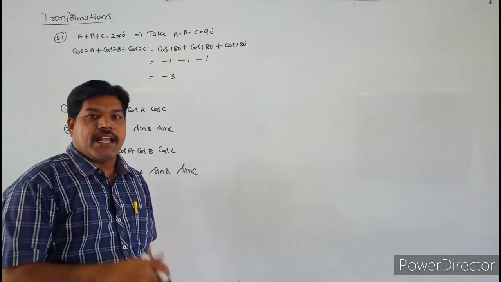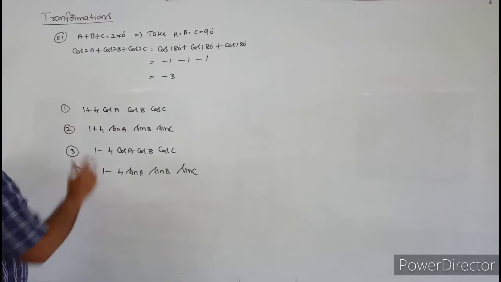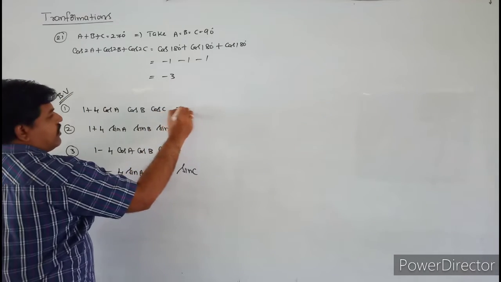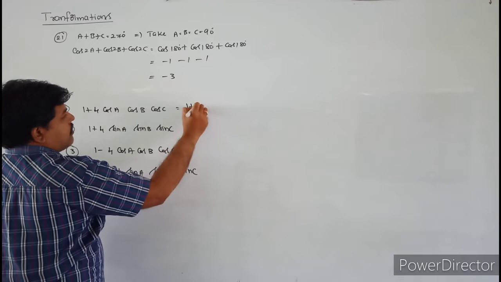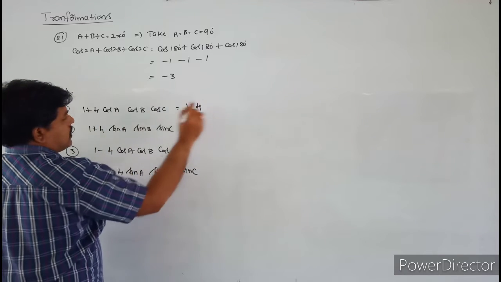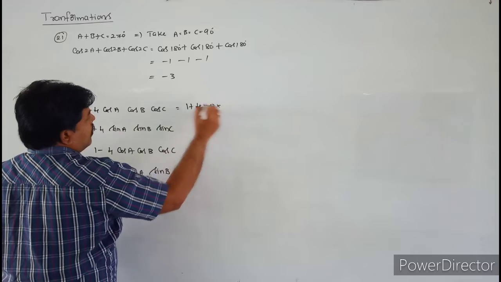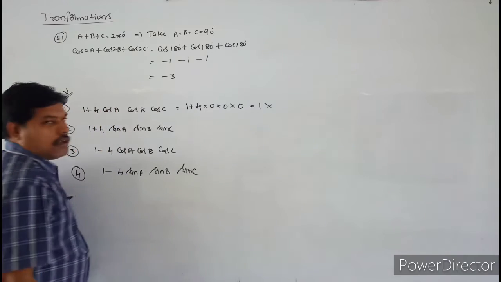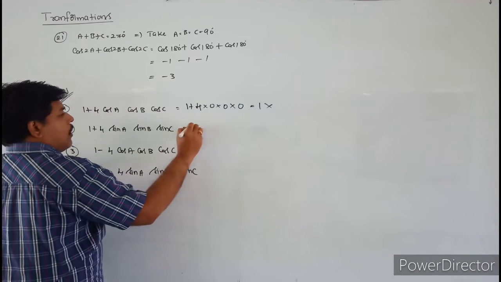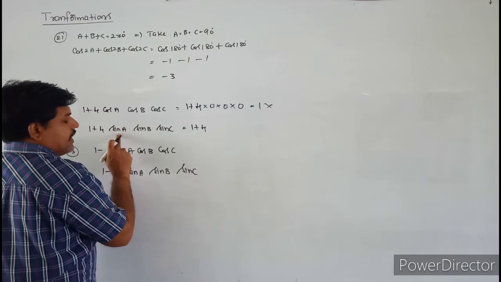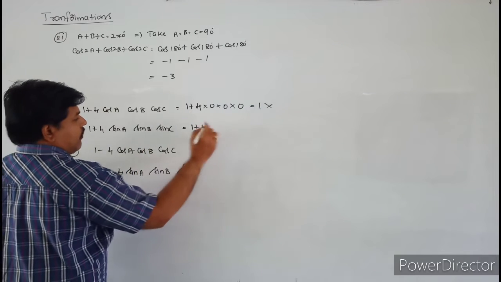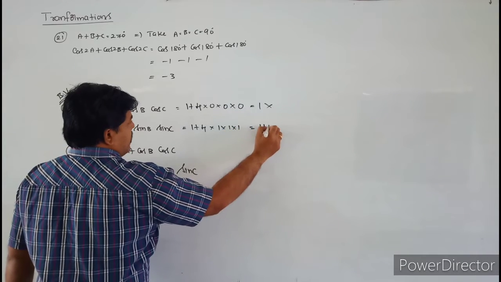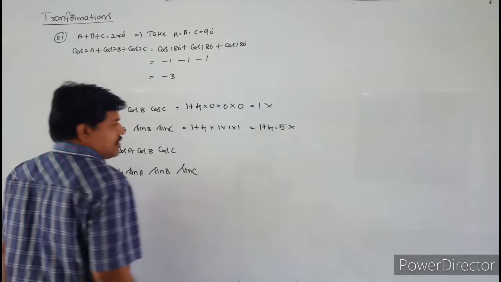So we will substitute this angle in the options, by verification. Take the first option: 1 plus 4 into cos 90. Cos 90 is nothing but 0, so cos A, cos B, cos C are all 0. The answer will become 1 only, but this is not the answer. Check the second one: 1 plus 4 into sin 90, sin 90, sin 90. It will become 1 into 1 into 1, so it is 1 plus 4, which becomes 5. But this is not the answer.